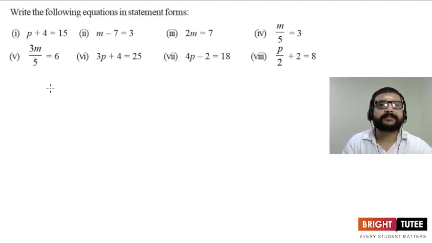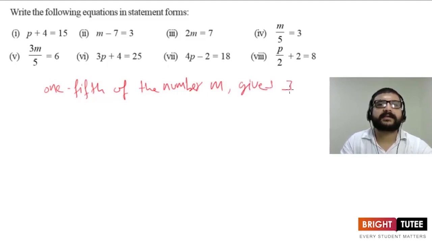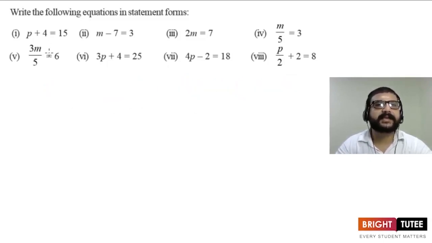So the statement can be 1/5 of m, 1/5 of the number m gives 3. So here we had m upon 5, m divided by 5 is equal to 3. We have written the statement 1/5 of the number m gives 3. Now the next statement is 3m upon 5 is equal to 6. So what is the statement that will represent this equation?